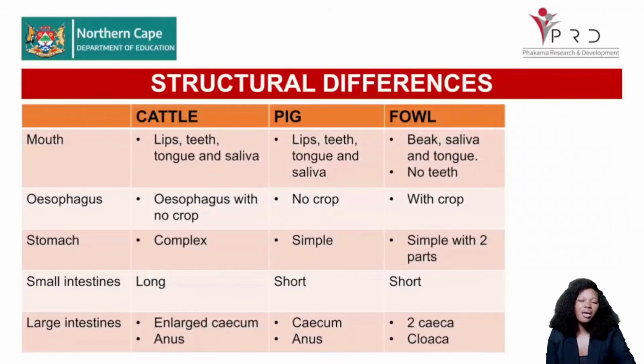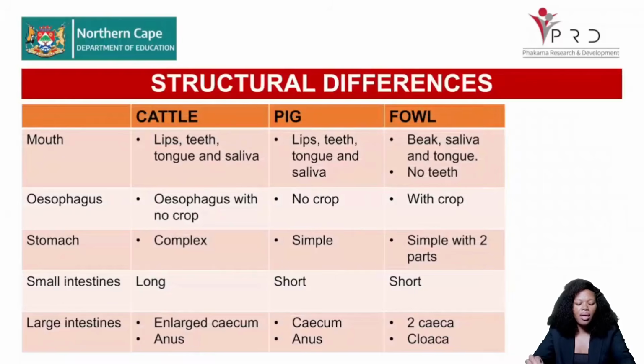Now, you must be able to differentiate or to provide differences between these farm animals, right? Using the following headings: the mouth, the esophagus, the stomach, the small intestines, as well as the large intestines. Now, let us look at how these are different in the mouth.